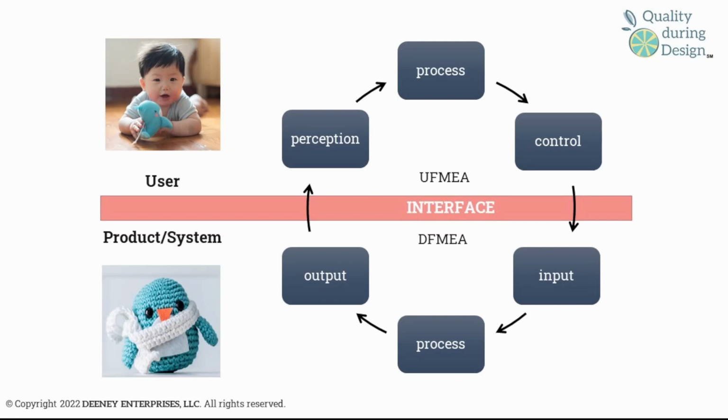When we marry these together, we can think of them as a continuous loop and a cycle, where wherever our user is deciding to do something with a control, that's our input into our product design. And whatever our output is of our product design is an input into our user's perception. A UFMEA evaluates the user's perception, process, and control decisions, and a design FMEA evaluates our product or our system, its input, the process, and its output.